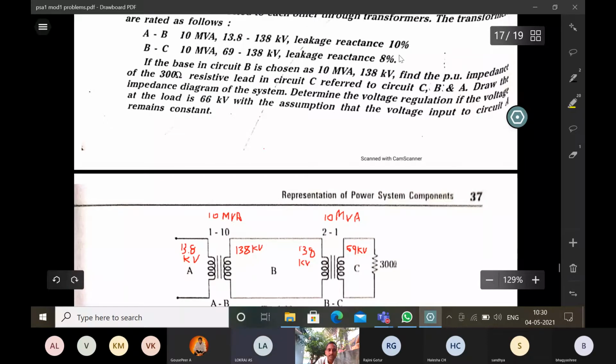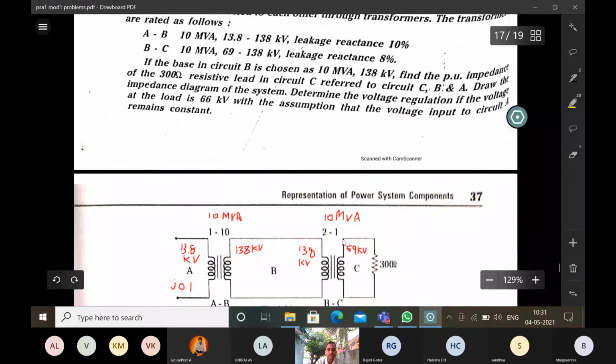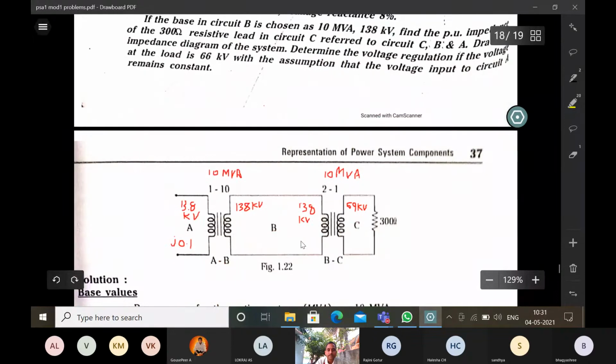Leakage reactance of AB section is 10%, so j0.1. And BC section is 8%, j0.08.